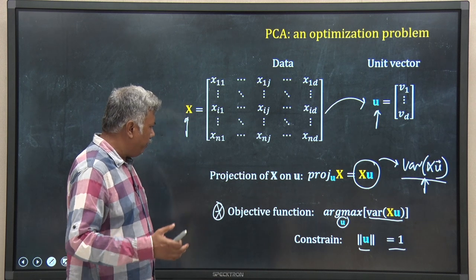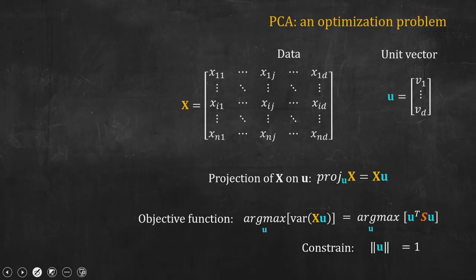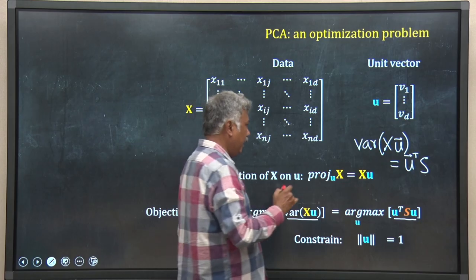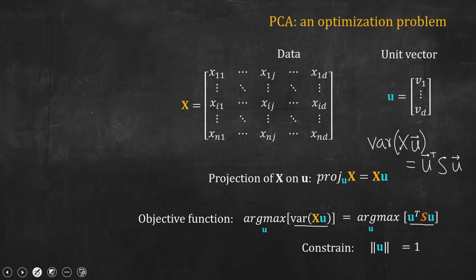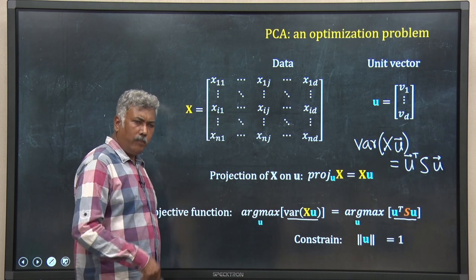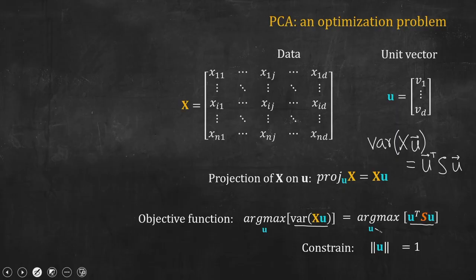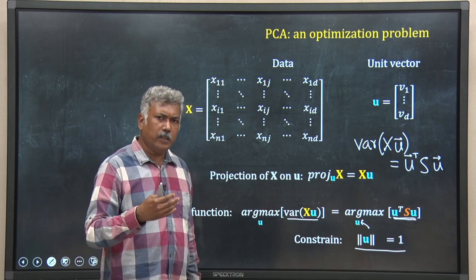Now, without going into details of the math, people have shown a very nice property. This variance of Xu is actually equal to u transpose S u. I will write here: variance of Xu, u is a vector, is equal to u transpose, the transpose of the u vector, S, where S is the covariance matrix of the data X, and u. So, I can reformulate my objective function. I have to find u such that u transpose S u is maximized with a constraint that u is a unit vector.